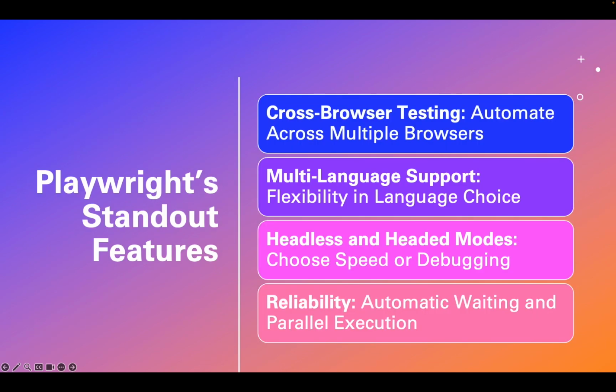Playwright standout features. The cross-browser support feature, which allows running tests on Chromium, Firefox, and WebKit, ensuring consistent behavior across these platforms. The multi-language support, which gives developers the flexibility to write tests in the language they are most comfortable with. Headless mode, which runs tests without opening a browser window, ideal for speed, with headed mode, which opens the browser and is useful for debugging. Playwright reliability, particularly its ability to automatically wait for elements to be ready and its support for parallel test execution, which speeds up the testing process.